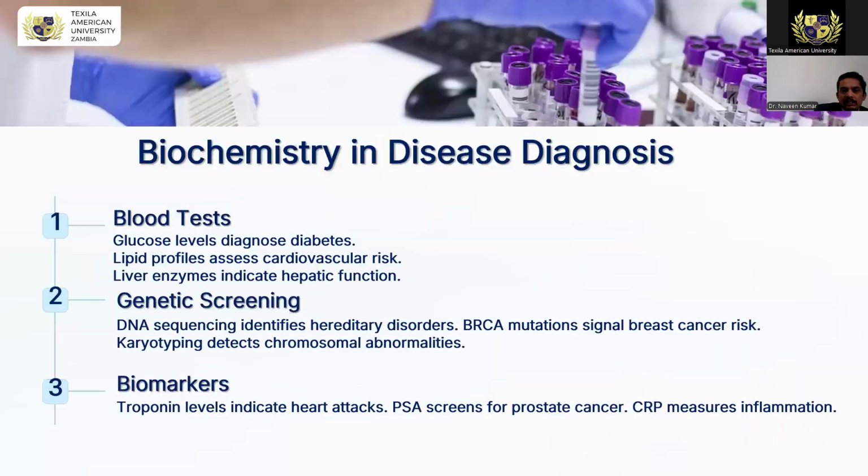And in disease and diagnosis, for example, the blood test comes under clinical biochemistry. In medical biochemistry, it is imperative that the glucose level be monitored in diabetes patients in order to maintain the homeostasis of blood glucose levels. And the lipid profile is also very important for CVD, cardiovascular risk assessment.